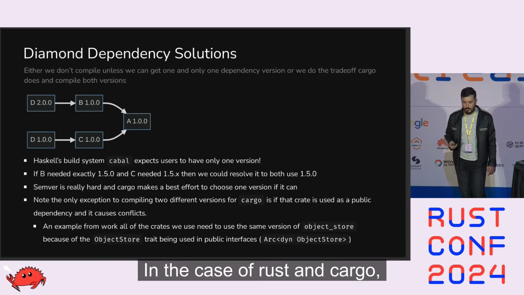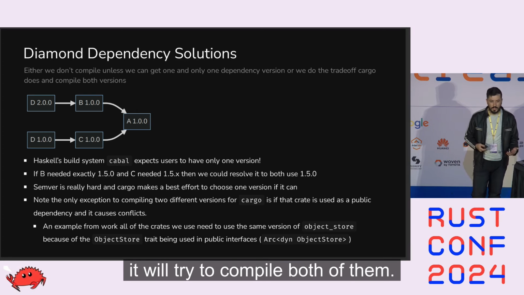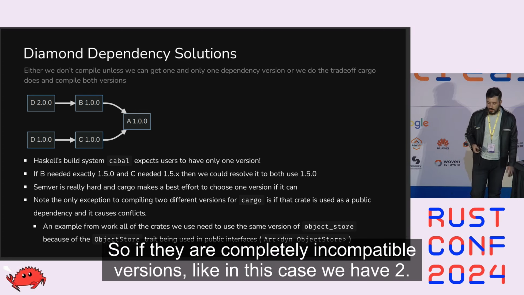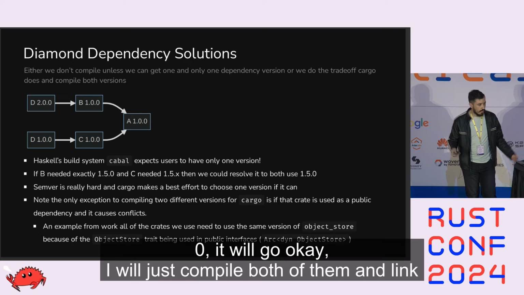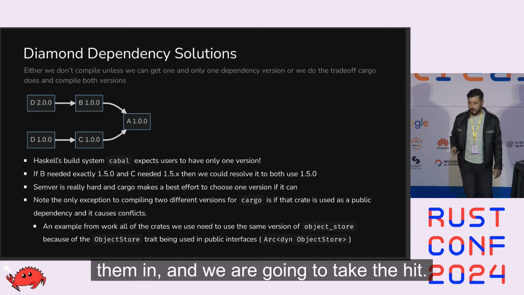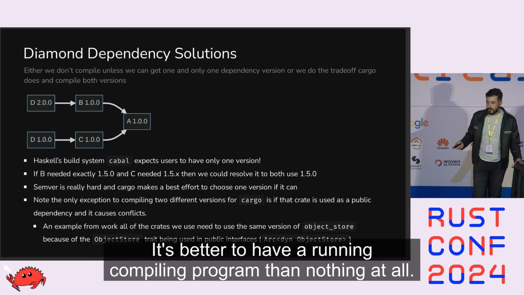In the case of Rust and Cargo, it will try to compile both of them. So if they are completely incompatible versions, like in this case, we have 2.0 and 1.0, it'll go, OK, I will just compile both of them and link them in, and we are going to take the hit. Sorry, we had to do that. It's better to have a running compiling program than nothing at all.